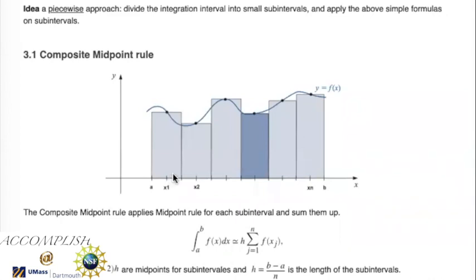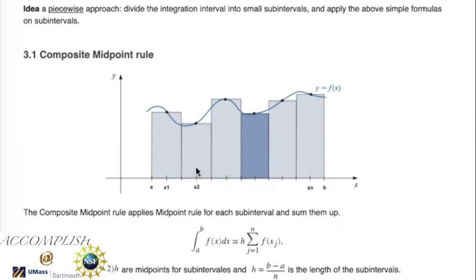For example, the composite middle point rule: we divide the interval into n sub-intervals, and for each one, we choose the middle point. So basically you approximate the integration of this function over the small interval with the middle point rule, and also for the next sub-interval, and for each sub-interval, and then sum them up. This is the composite middle point rule. So basically, break the problem into small sub-intervals, do the basic rule on each one, and then sum them up.